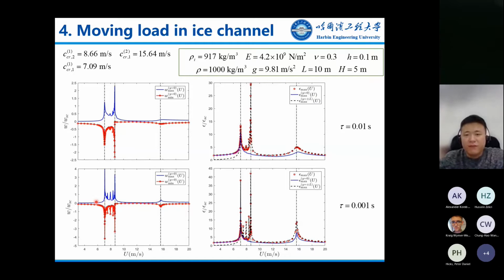The maximum and minimum ice deflection and the maximum strain are presented for retardation time equal to 10 milliseconds and 1 millisecond. The deformation amplitude of the ice sheet increases with retardation time at the first critical speed. Note that the amplitude of ice deflection at the first critical speed exceeds that at the second critical speed for retardation time equal to 1 millisecond. The second critical speed is detected here.